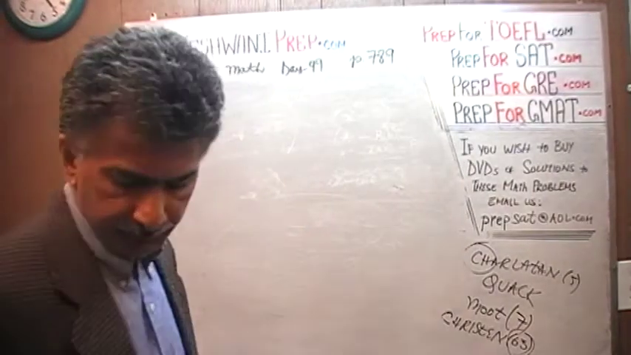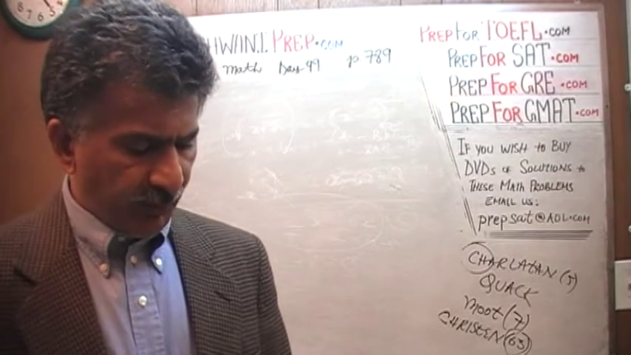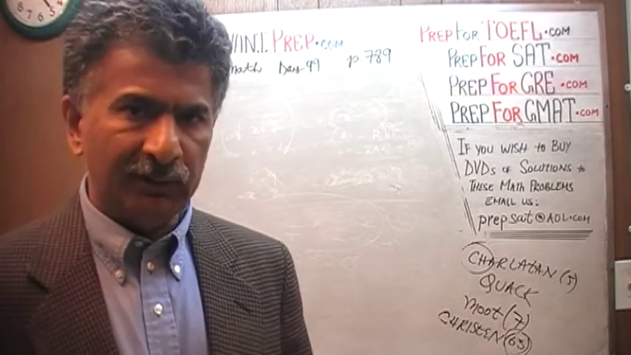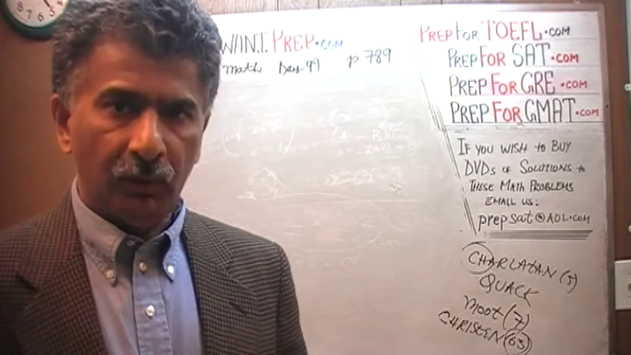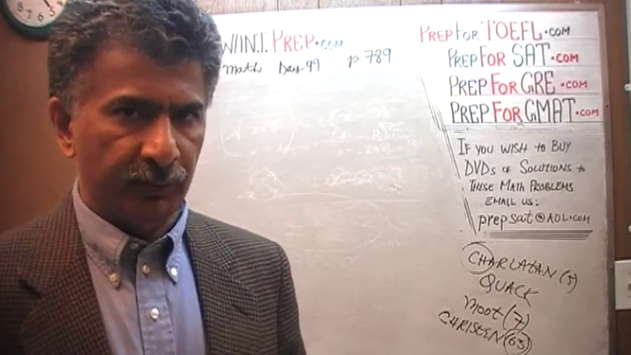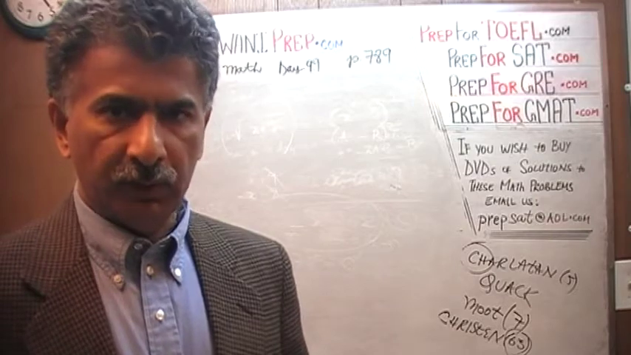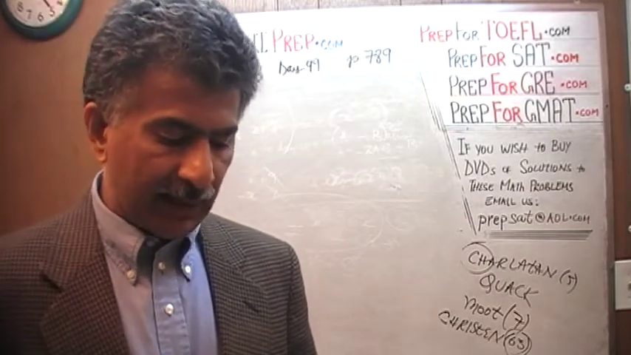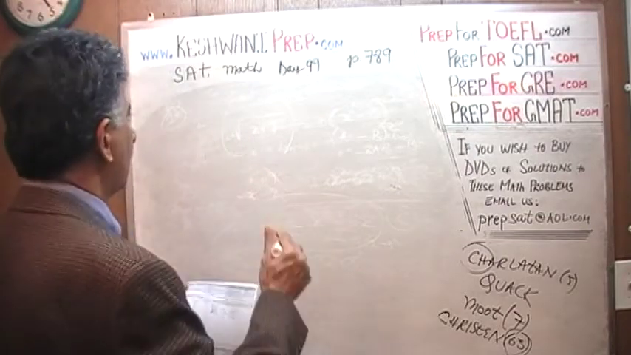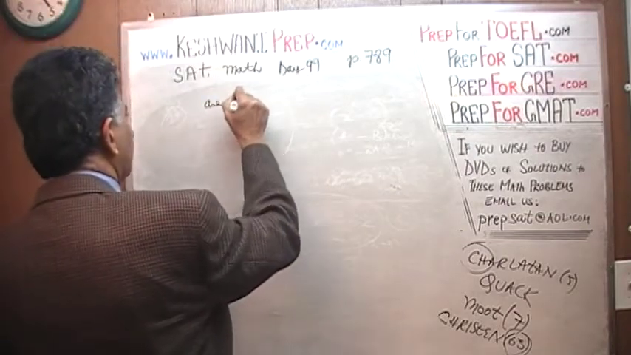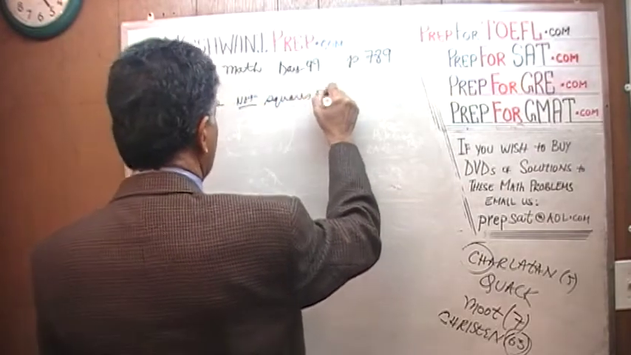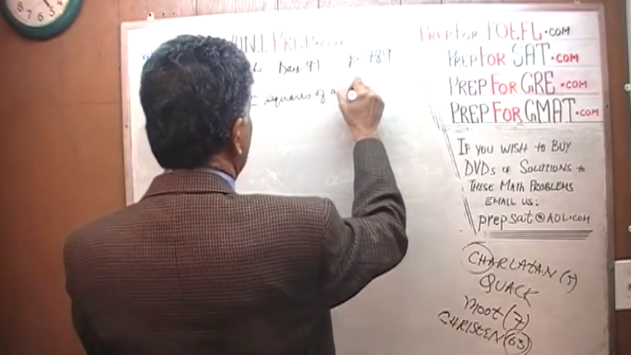Page 789, question number 15, the very first one. It says how many integers in the set of all integers from 1 through 100 inclusive, 1 through 100 inclusive. We have to include the 1, we have to include the 100. In other words, we have to include the endpoints. Are not squares of an integer.